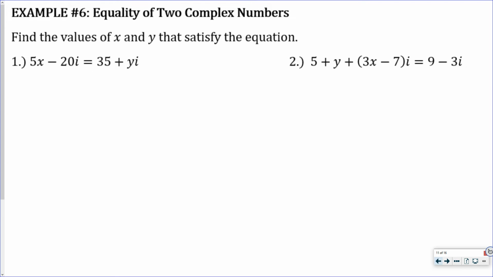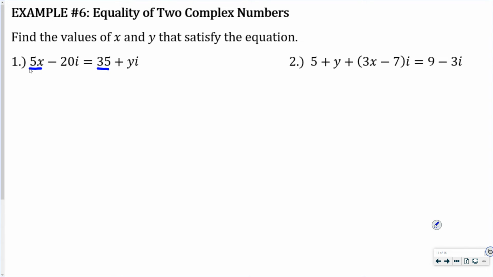I just want to go over a couple of them. It says find the values of x and y that satisfy the equation. They call this an equation, but it's not really an equation. They're basically giving you two complex numbers that are equal to each other. My first complex number is 5x minus 20i. Of those two terms, which one is the real part? 5x. Now my second complex number is 35 plus yi. What's the real part of that?